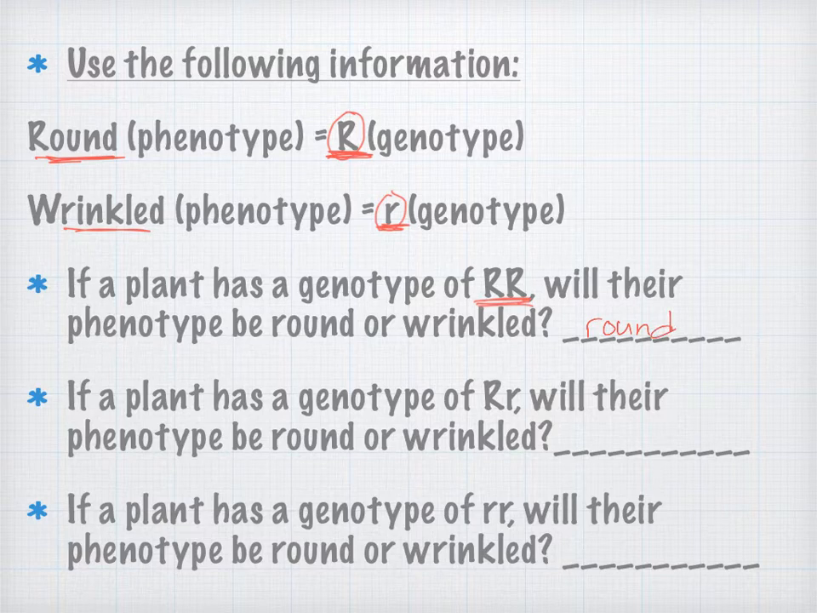If a plant has a genotype that is heterozygous, capital R, little r, will their phenotype be round or wrinkled? Well, again, since it has this dominant allele, the dominant allele is going to be expressed, and this offspring would be round. If a plant has a genotype of little r, little r, or homozygous recessive, they're both recessive, which means the recessive phenotype, wrinkled, would be expressed.